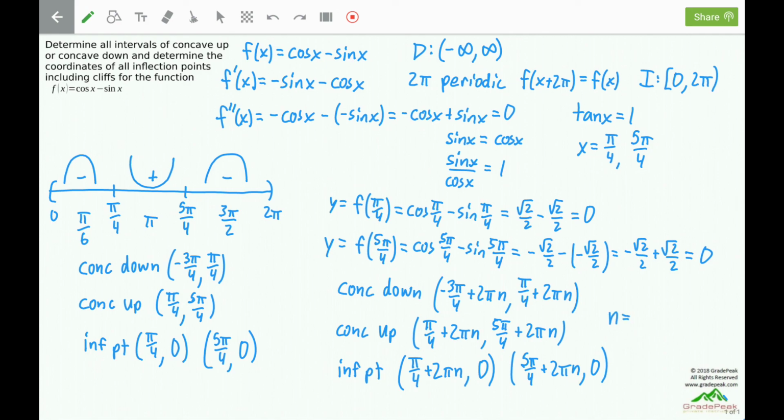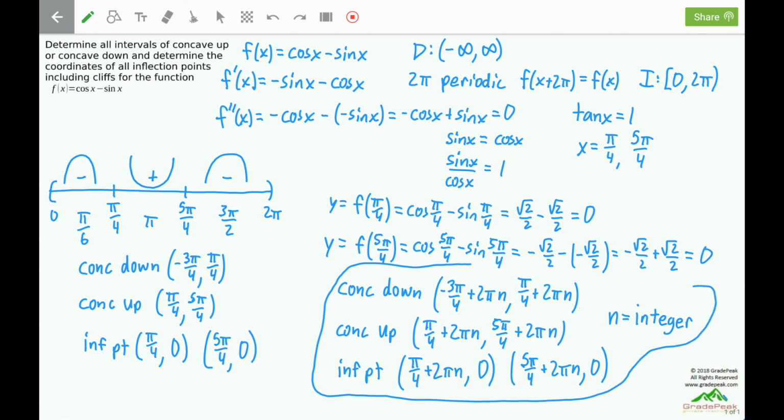Here, n is any integer. It can be a positive integer. It can be a negative integer. It can also be 0. N equals 0 will give the results of the original interval we worked on, and now with n being any integer, the 2 pi period times that n integer will extend the results over the entire domain of negative infinity to positive infinity.